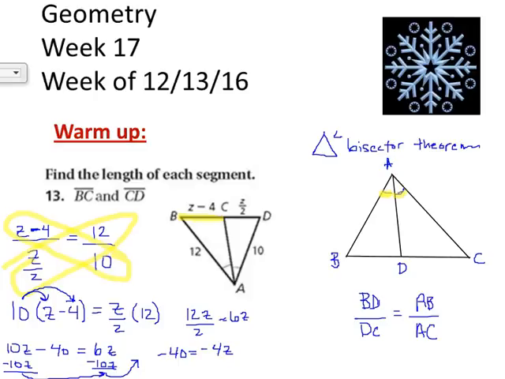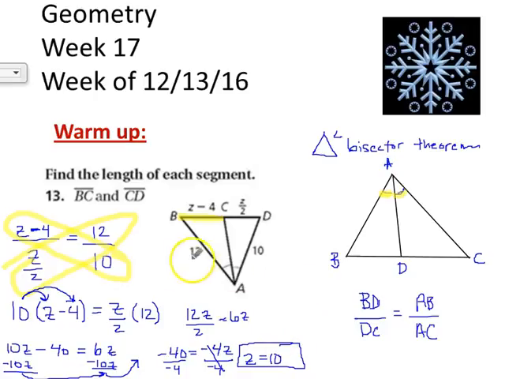What's my last step in solving for z? Divide each side by -4. And what do I get? What does z equal? So the -4 cancels out. -40 divided by -4 is 10. So z would equal 10. Now I'm not quite done yet.